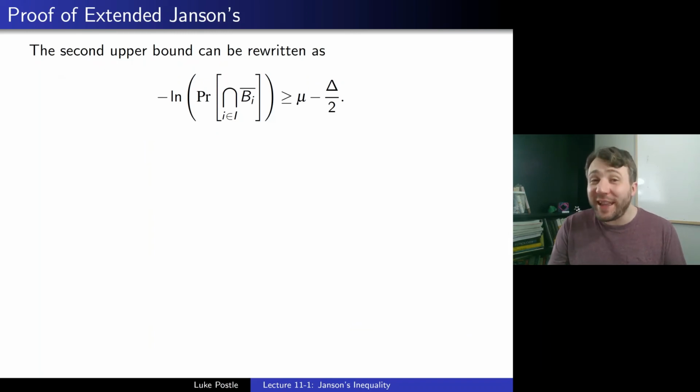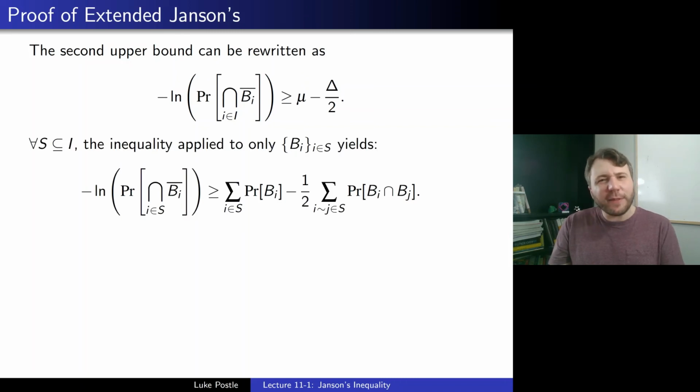As for the proof of extended Janson's, this is where it gets interesting. The second upper bound can be rewritten by taking the negative log of both sides: you get the negative log of the probability of none of the B_i, and again the inequality reverses because of the negative, so it's at least mu minus delta over 2. What good is that? Well, if you think about it, we can apply that inequality not only to I, but to every subset of I. So for every subset S of I, if you apply it only to the B_i's in there and just throw out those extra events, you would find that the negative natural log of the probability of none of the B_i's in S happening is at least mu for S minus delta for S over 2. So what is that?